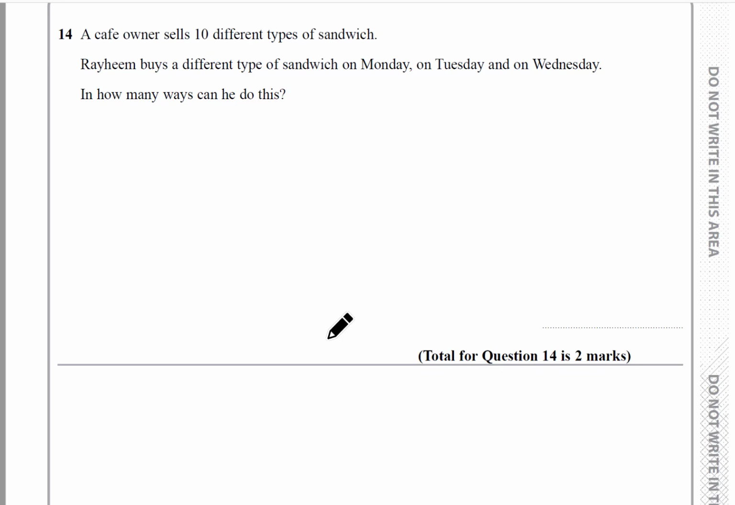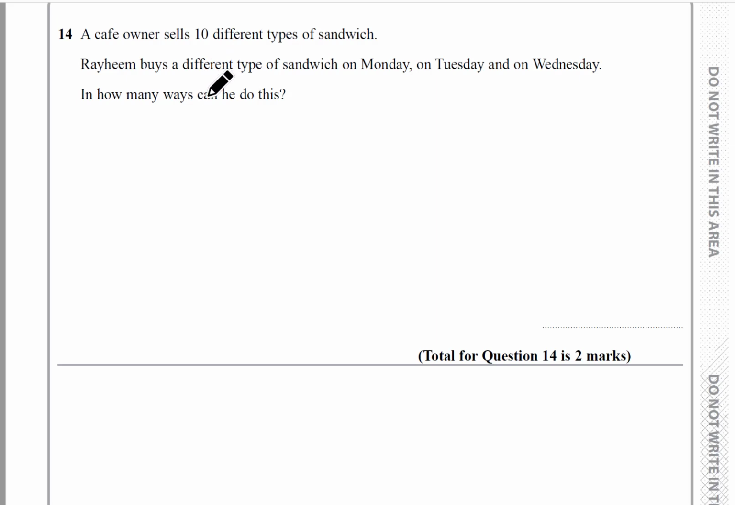Question 14, this is combinations. Now, even though it's actually a high grade topic, many of these questions are easy to pick up marks. A cafe owner sells 10 different types of sandwich, where he buys a different type of sandwich on Monday, Tuesday and Wednesday. In how many ways can he do this?